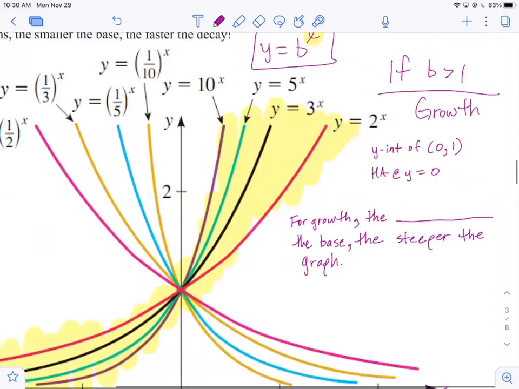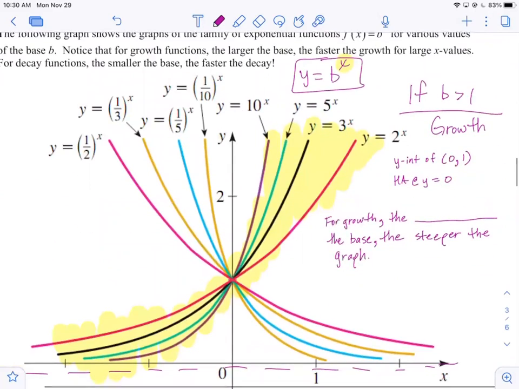The blanker the base, the steeper the graph. Well, let's take a look. The least steep of our exponential growth functions that are shown is 2 to the x, right? In this case, when I say steepness, I'm not talking about slope. Let's make the quick distinction.